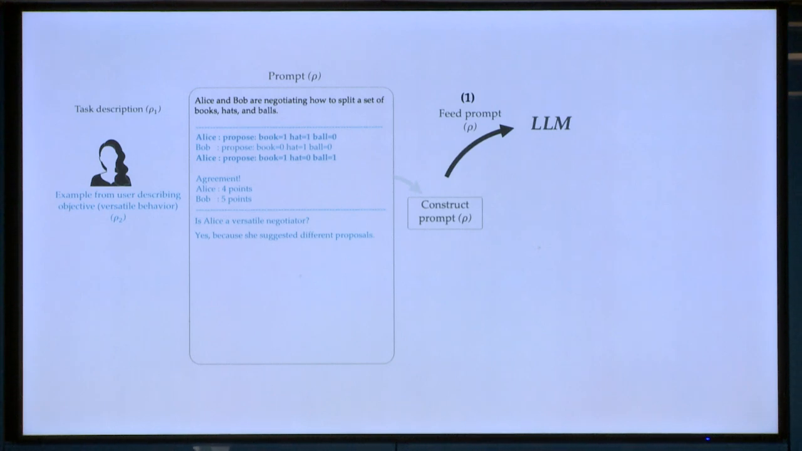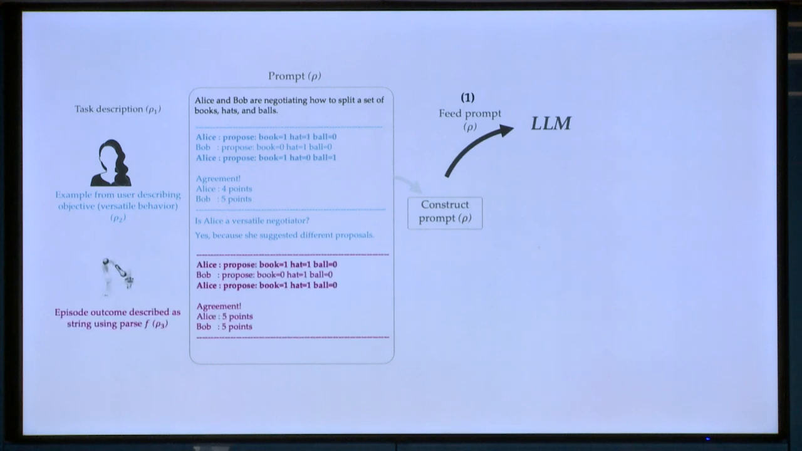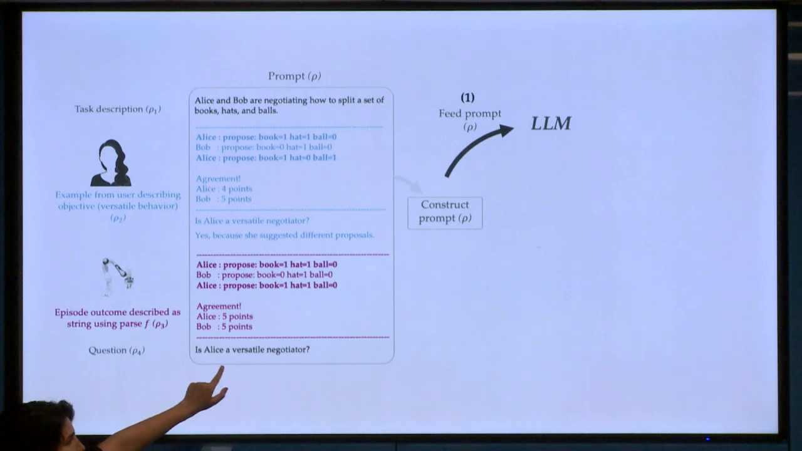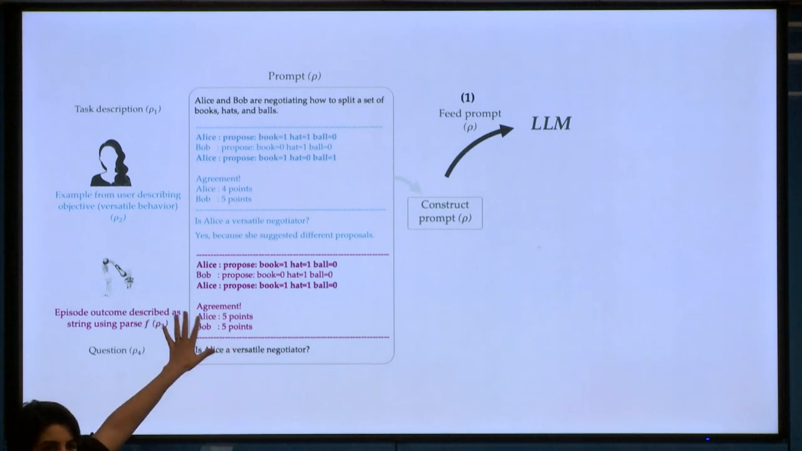And then after that, I can take the current policy of my RL agent, let's say, and roll that out, and it'll do something random. That's not great. But then at the end of this prompt, I'm going to ask, is Alice a versatile negotiator, this policy that I just had? Okay?